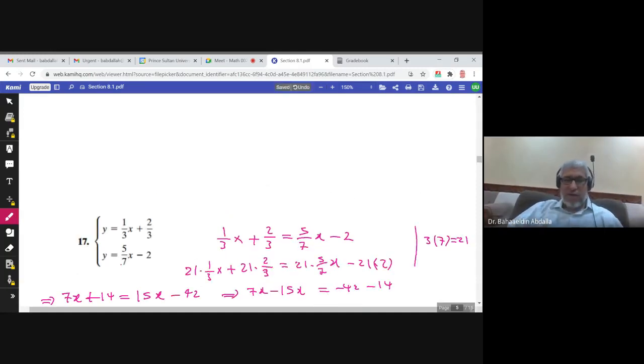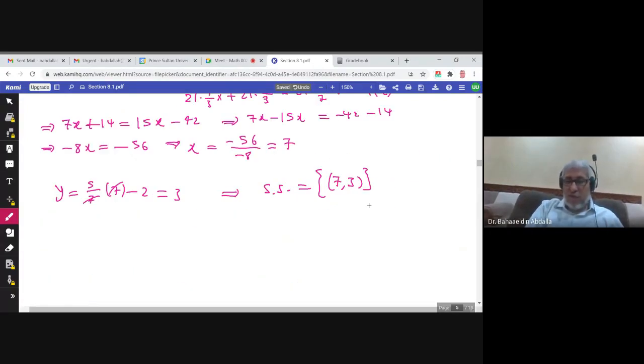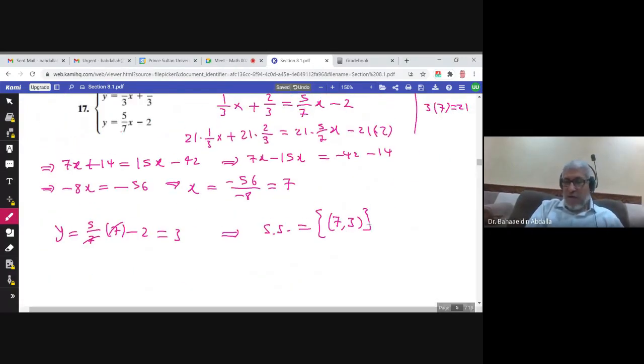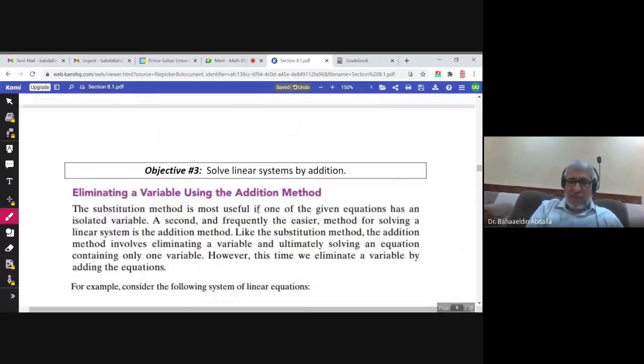Okay, you have to write it like this: negative 1 over 3 x, if you take it to the other side, it would be negative, plus y equals 2 over 3, and negative 5 over 7x plus y equals negative 2. And then you put these numbers in the calculator: negative 1 over 3, 1, 2 over 3, negative 5 over 7, 1, and negative 2. And the calculator will give you the answers 7 and 3. You can use the calculator to check your answer, but you have to show your steps.